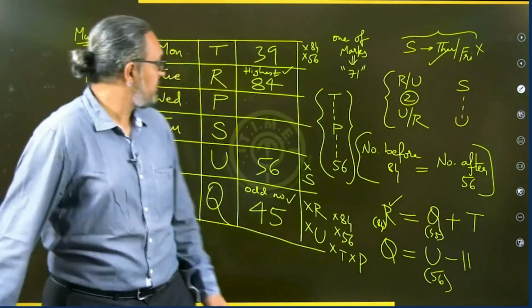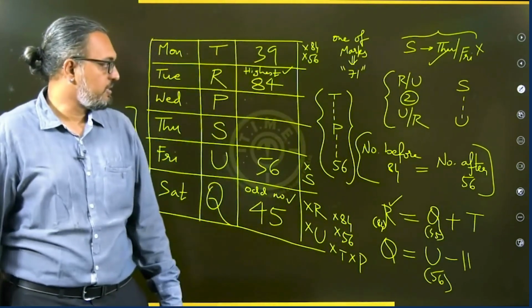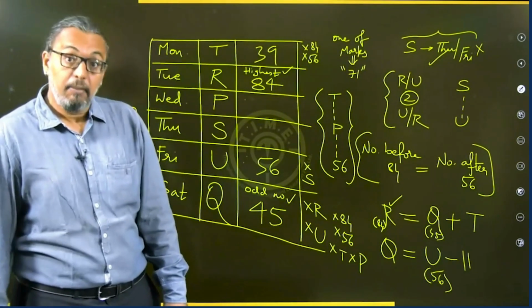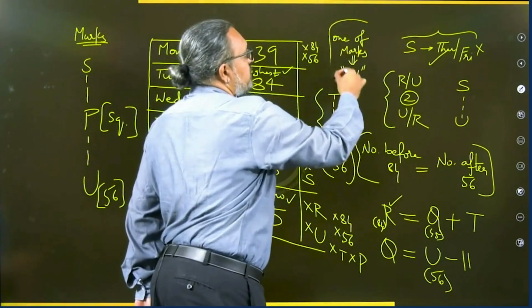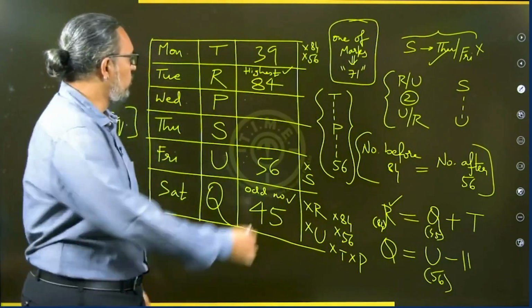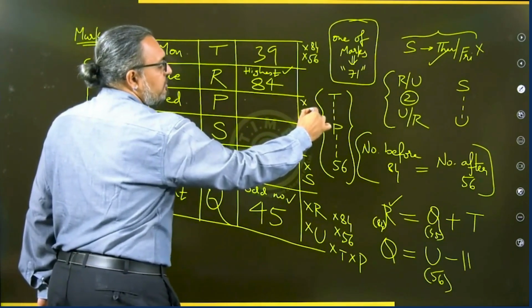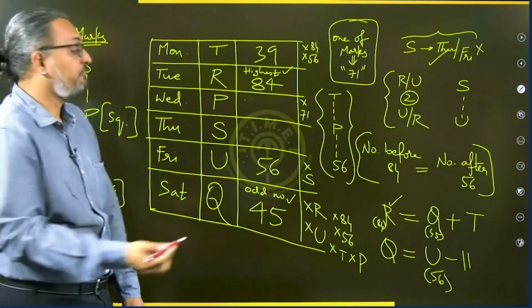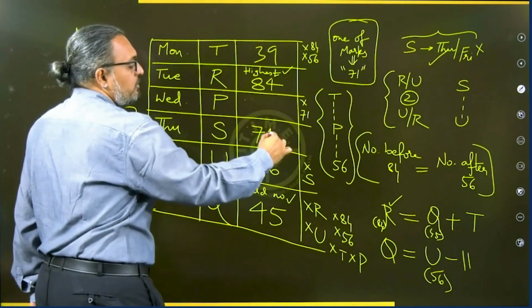And then what is S's marks? We don't know what is S's marks. Correct? But we know that one of the marks should be given as 71. Is 71 a perfect square? No. Then P cannot be given as 71. Then who should be given as 71? S will be given as 71.